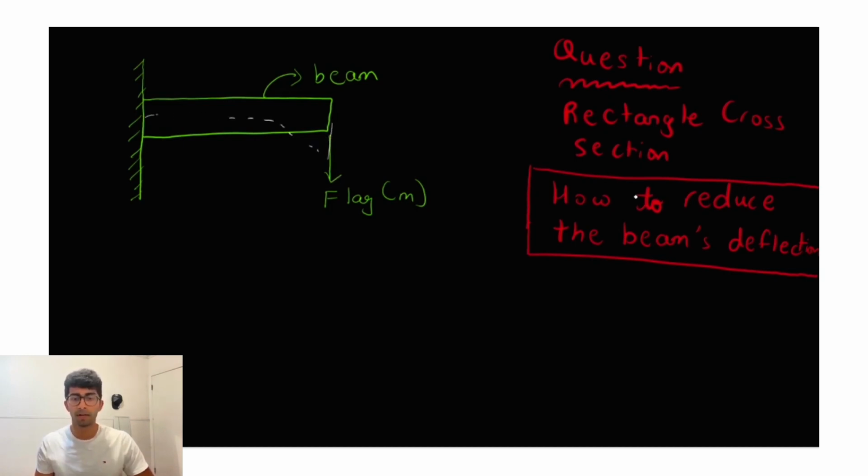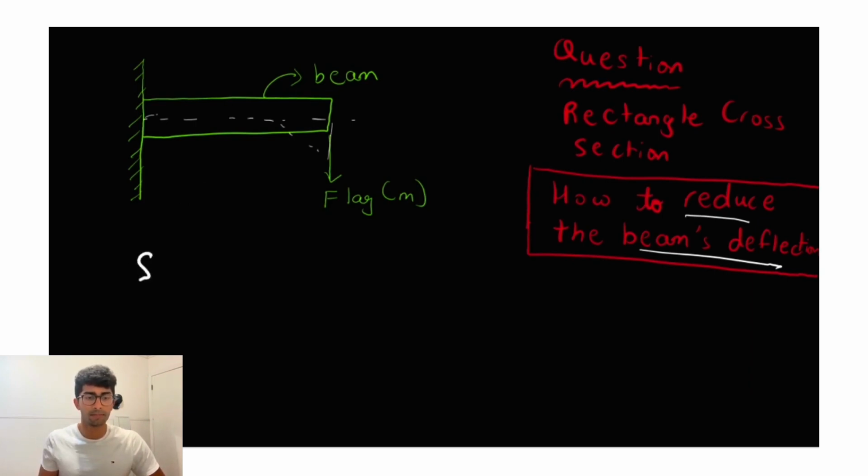So our job is to figure out how we could reduce the beam's deflection. How do we stop that completely? How do we keep it from deflecting and keep it straight, basically? How do we do that? So yes, the formula is comparatively simple. All we've got to do is understand what this formula is and then explain that to the interviewer. So this is what it is.